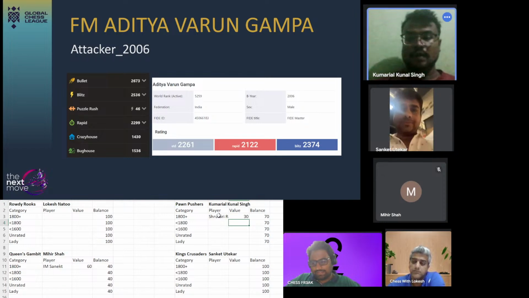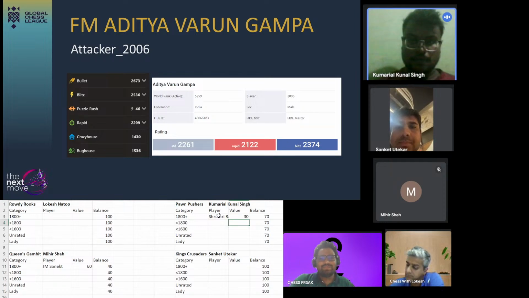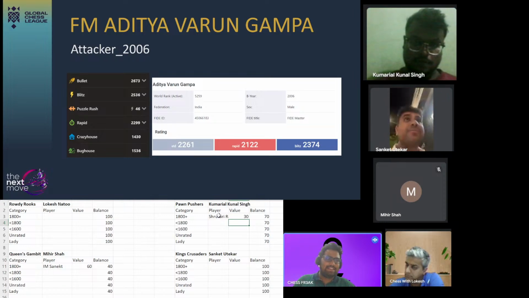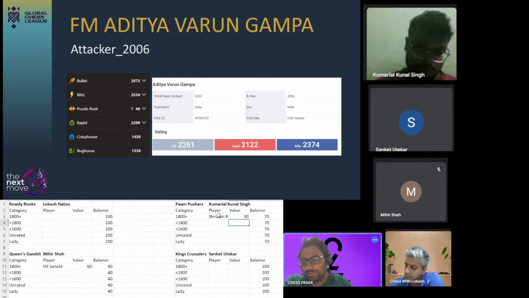38. 38 points by the Kings. So now FM Aditya Varun Gampa is at 39 points. Lokesh Natu, Rowdy Rooks, strikes back between the Rooks and the Kings. 39 points to the Rooks. Sanket, do we see any bids? 40. Kushal's prediction is 40 max. Let's see. Sanket is saying 40 with the Kings. Will Lokesh say 41 or will Kushal's prediction come true? We'll get to know in a second. Lokesh Natu, over to you.